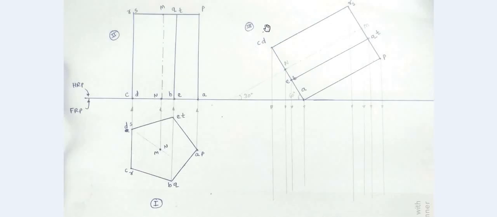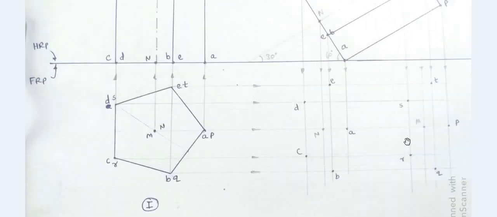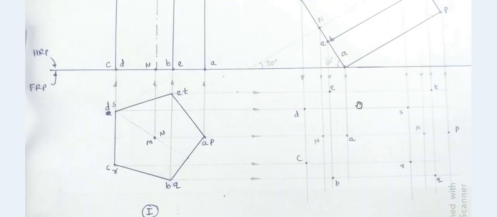In all, there would be 12 projectors, or projectors of 12 points, and the corresponding projectors from the previous top view. That means projector from A from the previous top view, projector from A from the changed front view. This would be the exact location of point A. So in this manner, we will be completing locations of all the points, including axis points N and M.